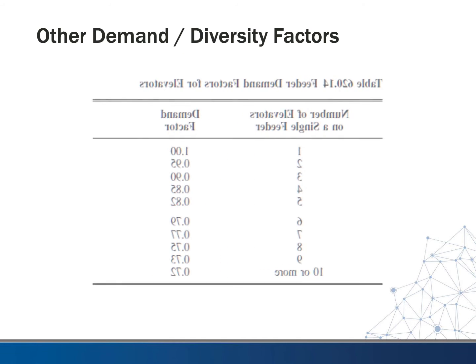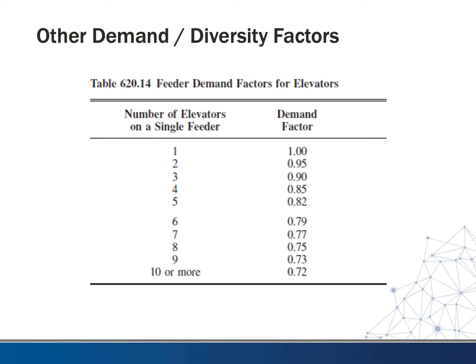Another diversity factor that's used in larger buildings that have more than one elevator is table 620.14. You can see that as the number of elevators goes up, you can diversify it more and more, up until about 10. When you get to 10 or more, it tops out. And this makes sense, because not everybody's on the elevator going up and down all the time. So it does allow some diversity for that.